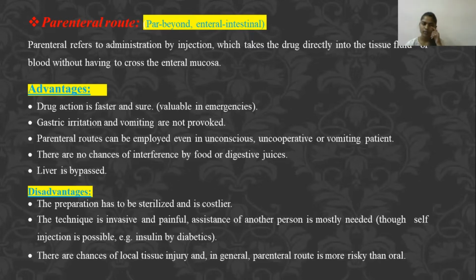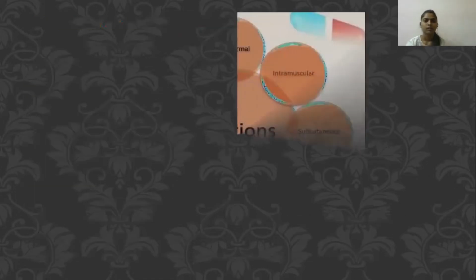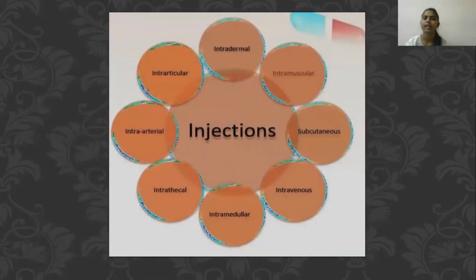Through self-medication, only one case is possible, like insulin: a patient having diabetes can self-medicate using insulin. There are chances of local tissue injury, and in general the parenteral route is more risky than the oral route. Next, the injections are intradermal, intramuscular, subcutaneous, intravenous, intramedullary, intrathecal, intraarterial, and intraarticular. These are the different types of injections.